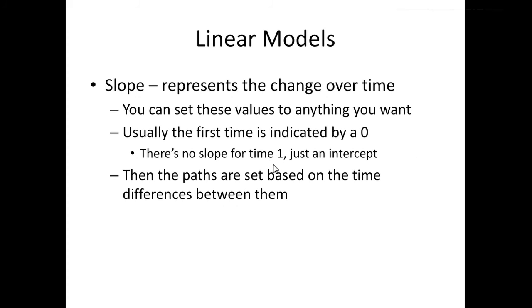The slope value is going to represent the change over time. So this could be positive, it could be negative. And then we're specifically doing linear models. So we can set them to anything we want, but usually the first time point is 0 for baseline. So there's no slope at time 1 because you have to have 2 points to get slope. So you can't just have a slope of 1 dot, you have to have at least 2 to get the difference between them for slope. The rest of the paths are set based on those time differences between them, like I've already talked about.